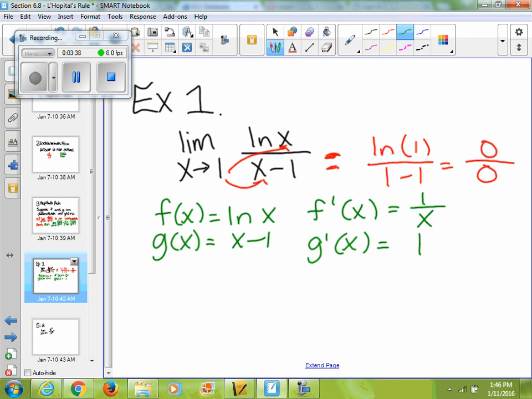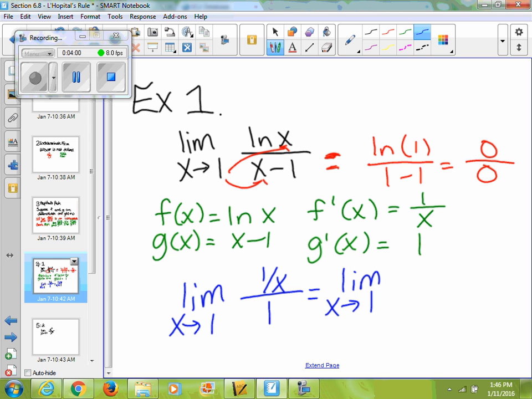1. Okay, so L'Hopital's rule says that I can evaluate that same limit as x approaches 1 of f prime of x, so 1 over x, divided by g prime of x, which is 1. And if I simplify this, 1 over x divided by 1 is just 1 over x. So this becomes the limit as x approaches 1 of 1 over x. And if I plug in that 1 for direct substitution, then I get 1 over 1, which is 1. So my limit is 1.